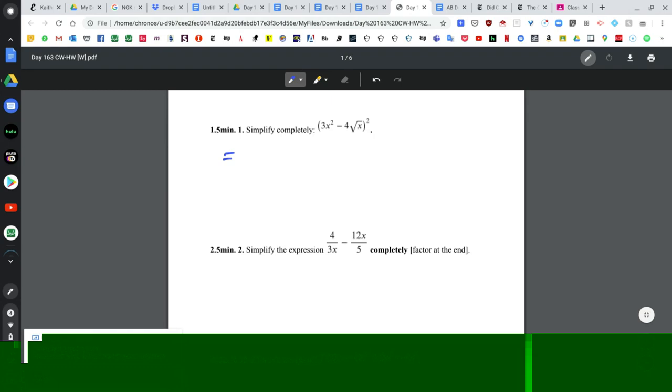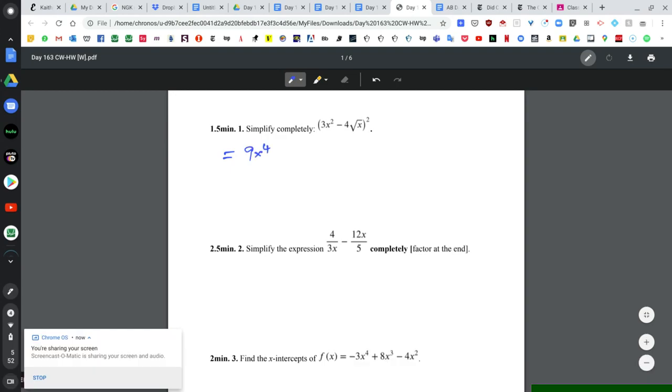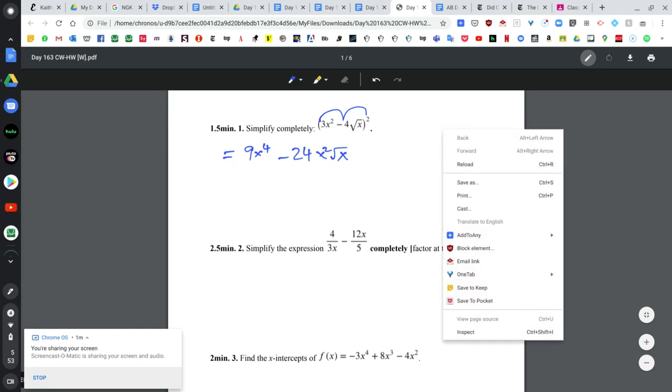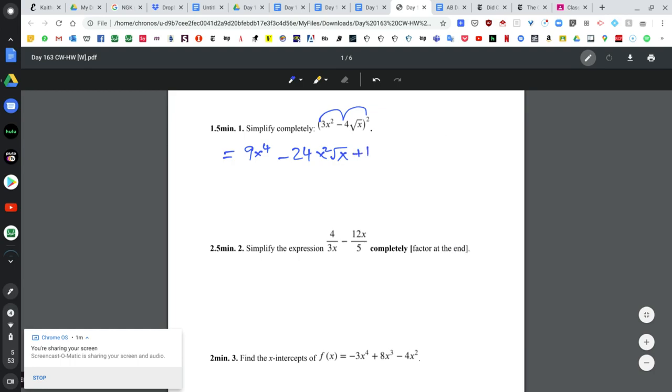What's 3x squared times 3x squared? That's 9x to the 4, your first term. For your middle term, we multiply these three numbers. What's 3 times negative 4? Negative 12, times 2 is negative 24, and we write down the terms in variables, x squared and then radical x. And then finally, what's negative 4 radical x times negative 4 radical x? Careful. It'll be positive 16, and radical x times radical x is just x.